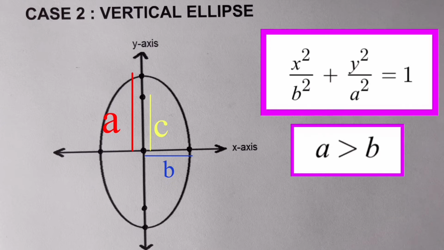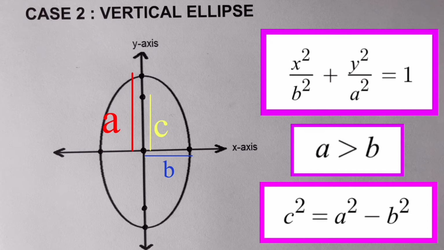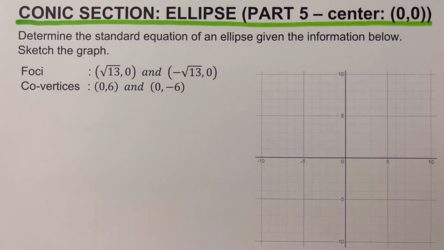Now, to determine the length of c, we are going to use the equation c squared equals a squared minus b squared. So these are the parts of an ellipse, and these are the two cases of an ellipse. Now let's go back to the problem. Okay, going back to the problem right here.